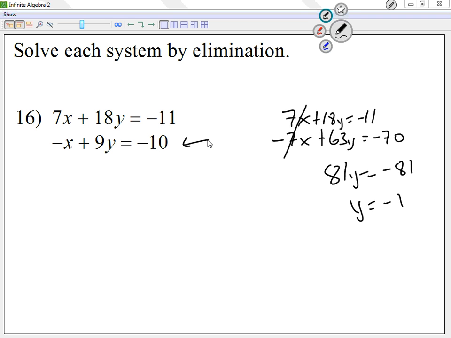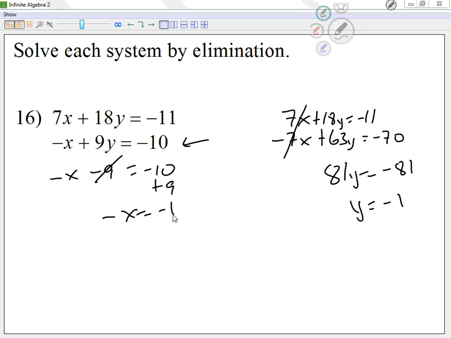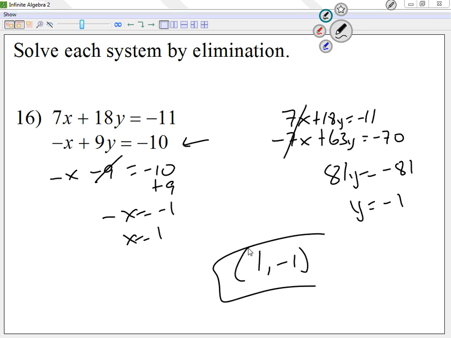Just for that. So I'm going to rewrite this as negative x minus 9. I just went 9 times y, so that's why I call it minus 9 equals negative 10. My negative 9, let me move it as a plus 9. So I have that negative x equals negative 1. We can agree x equals 1. So my solution would be 1, negative 1.